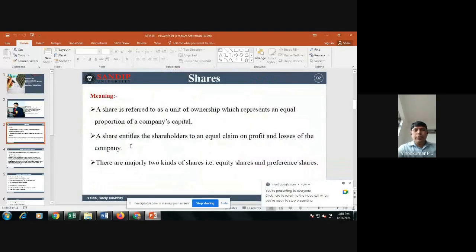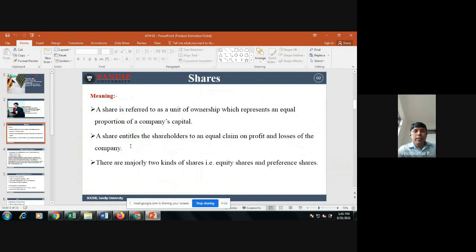Now, guys, the various instruments are there, like shares. Now we will discuss the shares. What exactly is a share? A share is a unit of ownership which represents an equal proportion of a company's capital. Every share has a market value or face value.